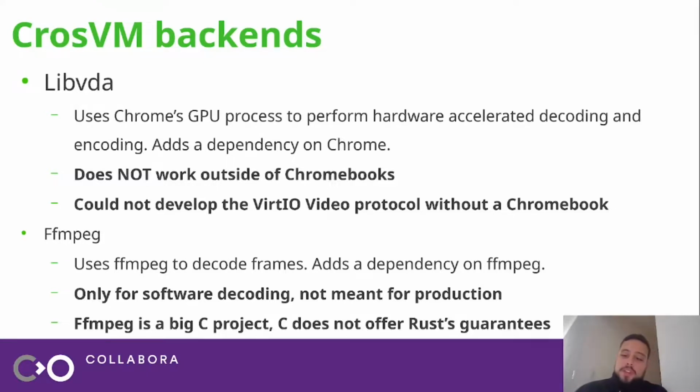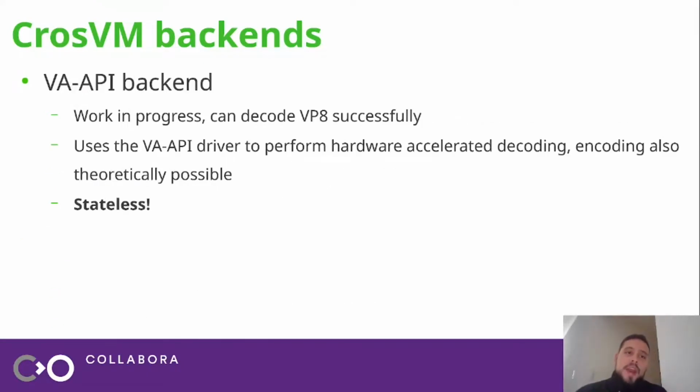So this brings us to the topic of the VA API backend. VA API is a work in progress backend for Crosvm, and it can successfully decode VP8 data. And it uses the system's VA API driver to perform hardware accelerated decoding. And there's only one major difference that we have to talk about now, which is that VA API is a stateless backend. So it's a stateless API.